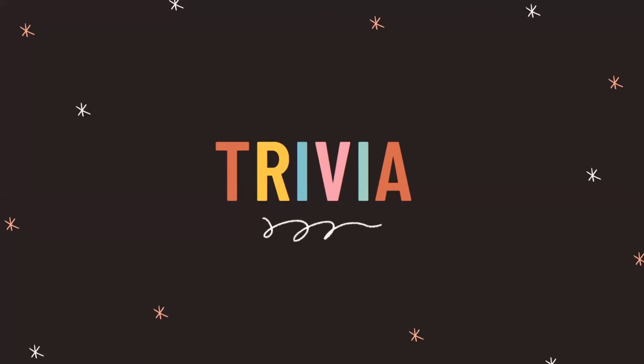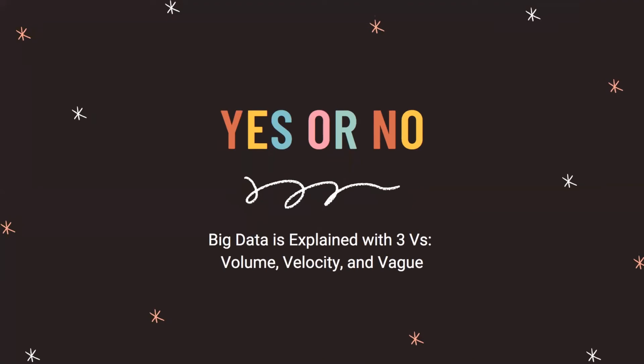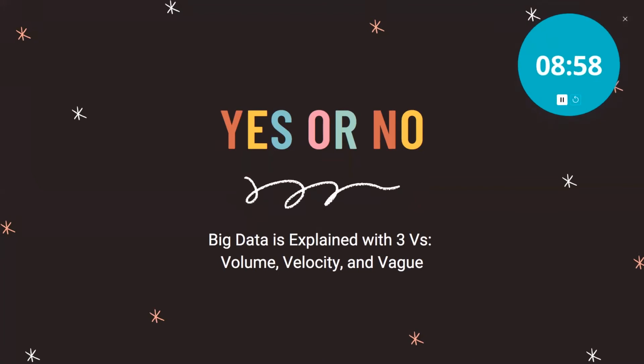All right, let's see. The first question is a yes or no, binary question, as we all love binary, right? Big data is explained with the 3 V's: volume, velocity, and VEG. Yes or no? I'll give you 9 seconds to think about it. We talk about big data a lot nowadays. Most of my work is related to big data, and I personally think big data is like a hidden treasure, that there are so many unanswered questions that could be answered through big data.